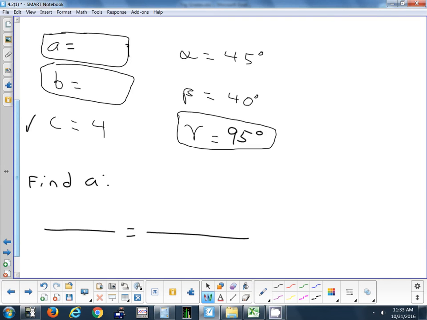Yep, one side is sine of 45 over A. That's my one letter, so I can't have letters anywhere else. Can anybody tell me what's going to go on the right side? Sine of 95 over 4.